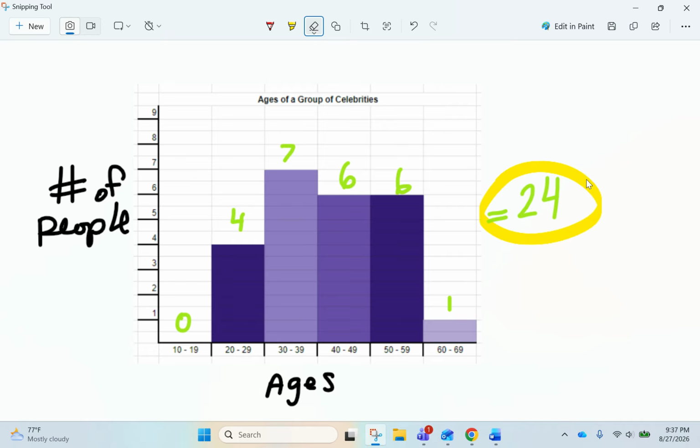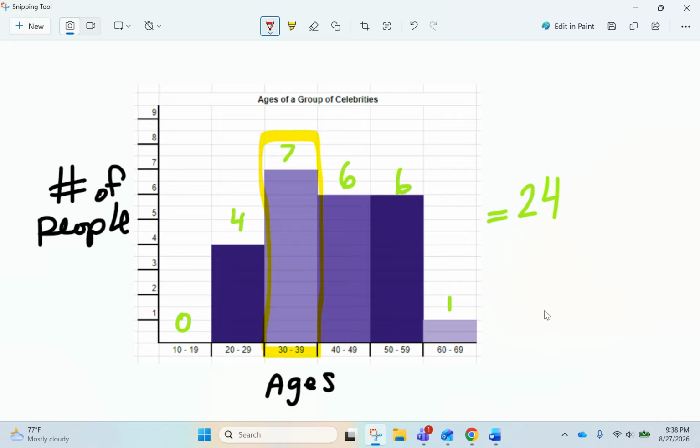What percentage? Oh, I skipped number 7. I'm so sorry. Okay, number 7. What percent of celebrities are between 30 and 39? Okay, so we're looking at the 30s bin right here. Sorry, I skipped that one. I went straight from 6 to number 8. So going back to 7.